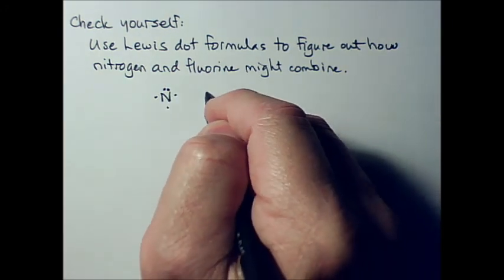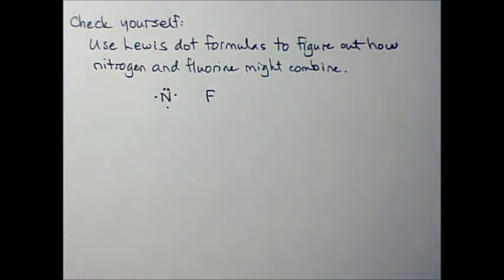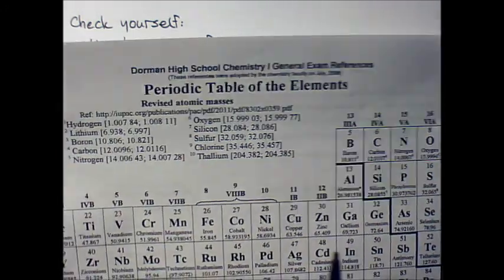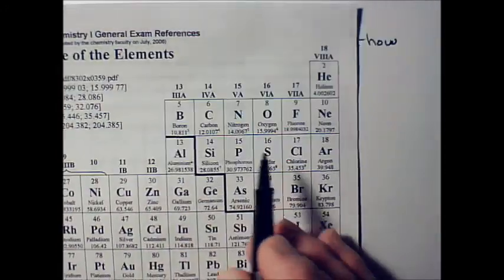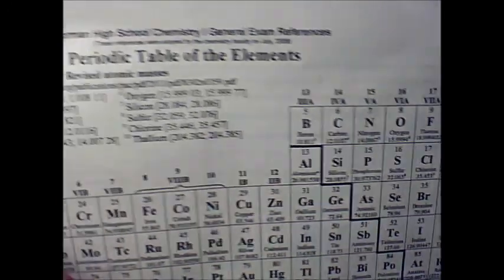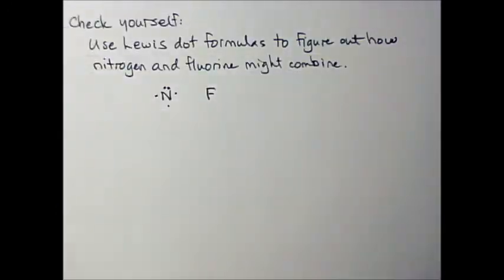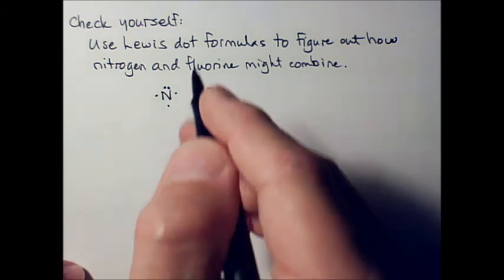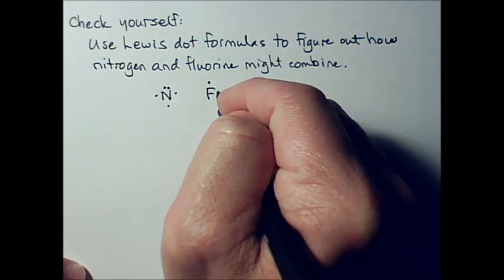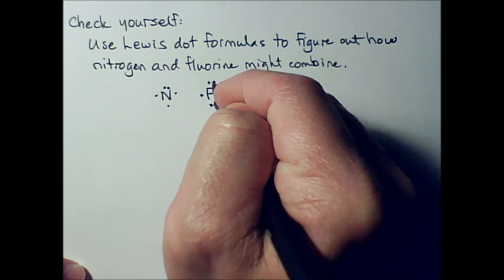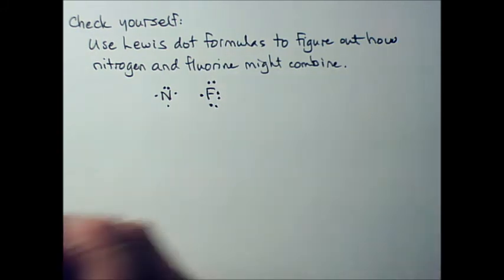Fluorine, by the same token, has 7 electrons: 2 in the S sublevel, 5 in the P sublevel of the second primary energy level. The highest primary energy level for any element is its valence level. That's a total of 7. 1, 2, 3, 4, 5, 6, and 7.